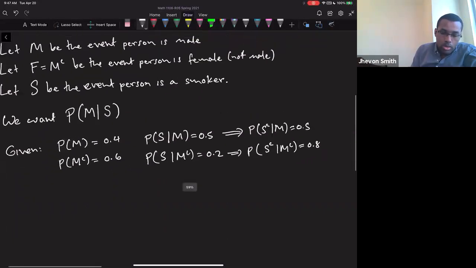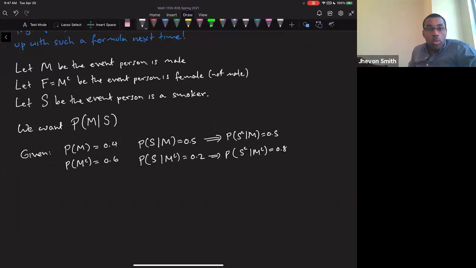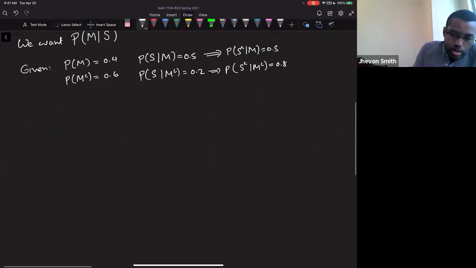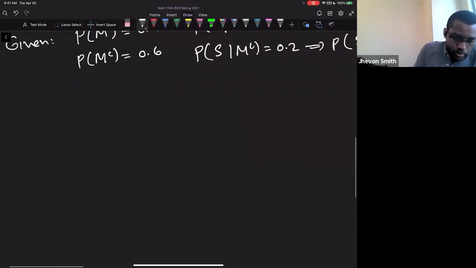Okay, so this is what we want, and this is what we have. Now, I mentioned that you could use a pictorial way to go about this. So let's say we want to do tree diagrams or something. How would that work? What would that look like?